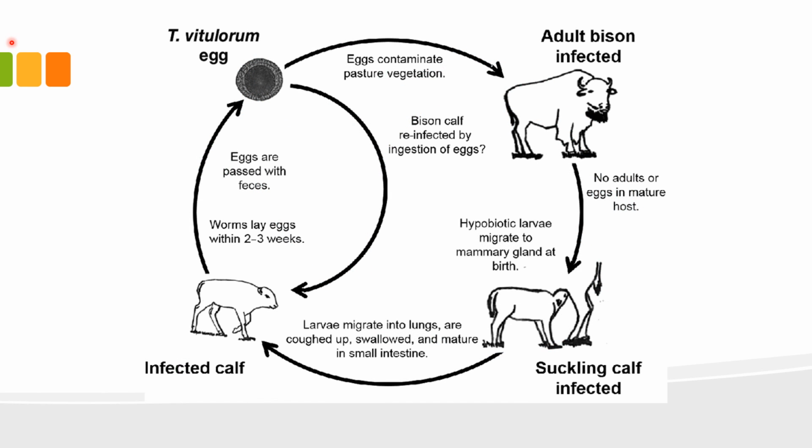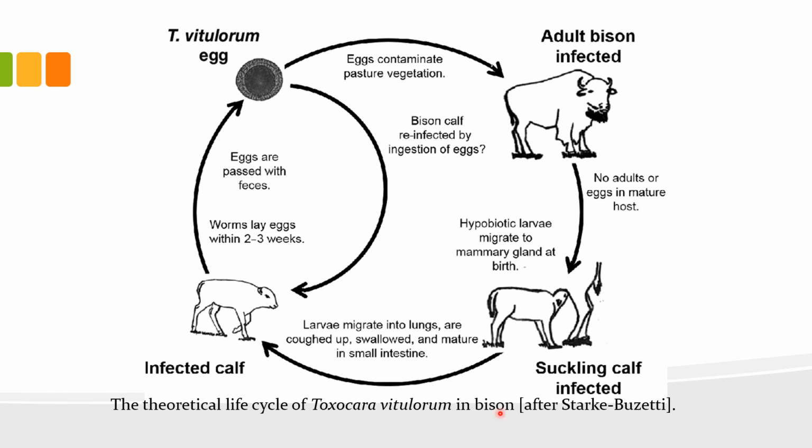So another example of a parasite that exhibits transmammary transmission is the helminth parasite Toxocara vitulorum. So this is the theoretical life cycle of Toxocara vitulorum in bison, showing that at one point of the life cycle of this particular parasite, there is transmammary transmission, or the transmission of the parasite from the dam to its offspring by way of the mammary gland.